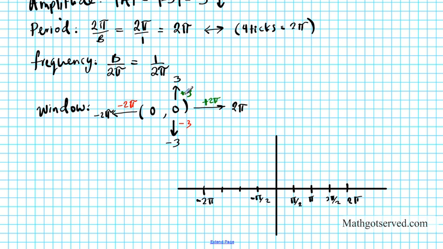Our amplitude is 3, so we're going to go 1, 2, 3. Our high point is going to be 3. And our low point from the center, 1, 2, 3, is going to be negative 3. Okay? All right, let's put our maximum in. This is our maximum right here. And this is our minimum.